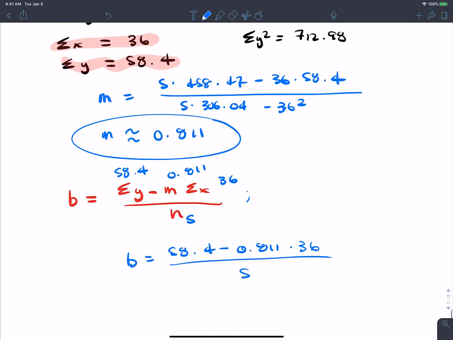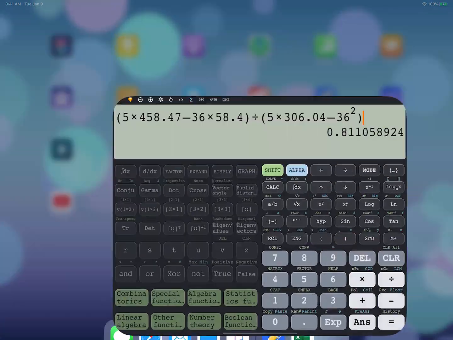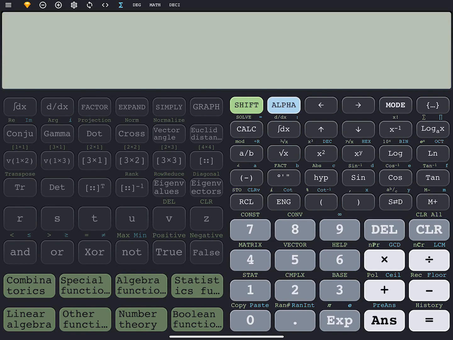Okay, do we have all those values that we needed? 58.4 minus 0.811 times 36 divided by 5. So make sure you guys have that written down so we can punch this in our calculator and find our y-intercept. Okay, what do I punch in? Parentheses, 58.4 minus what? 0.811 times 36. Close that. Divided by? Forgot to put the point. What did I forget? The point, also point. Oh, yeah.